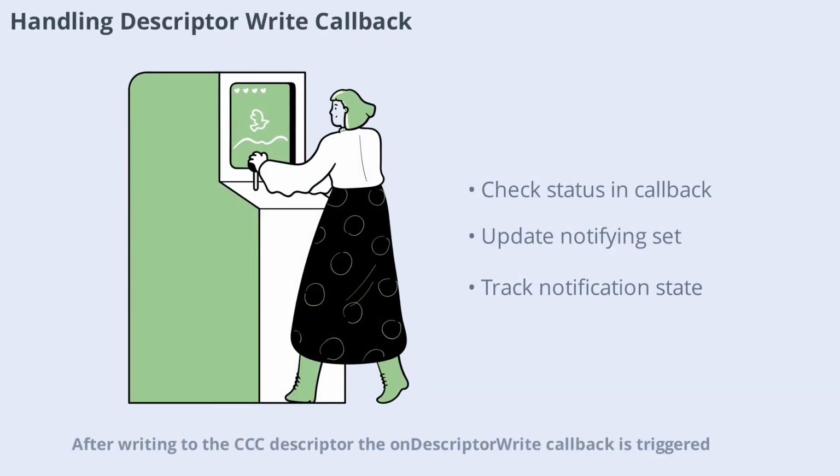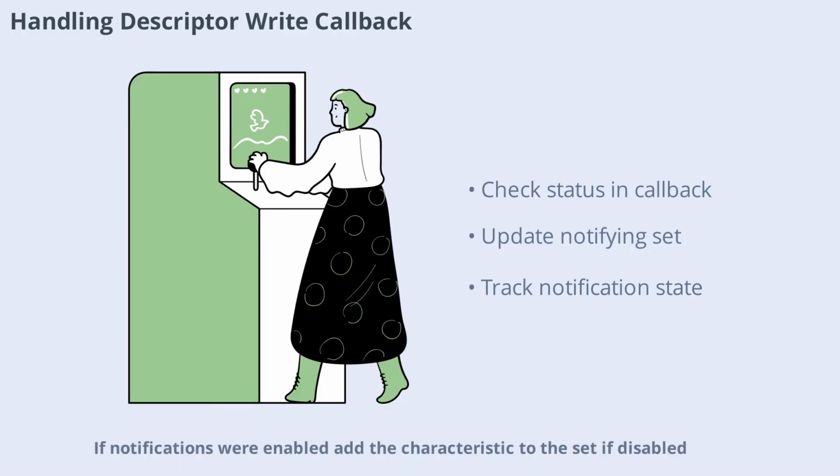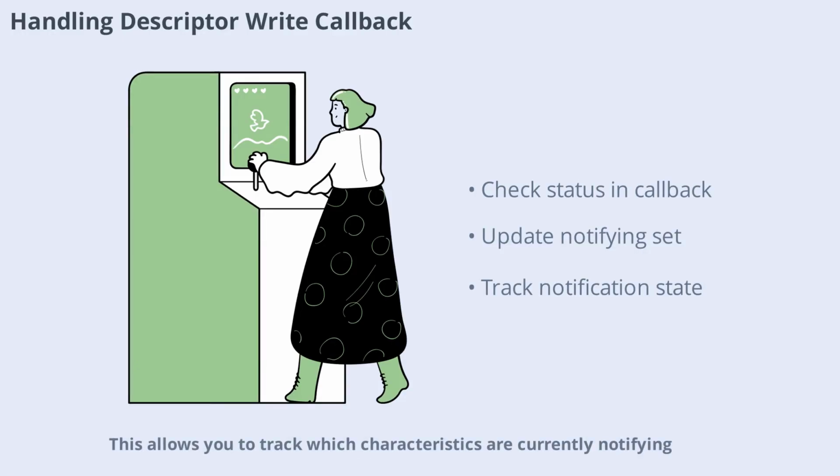After writing to the CCC descriptor, the onDescriptorWrite callback is triggered. Here you check the status and log any errors. If the write was to the CCC descriptor, update the set of notifying characteristics based on the value written. If notifications were enabled, add the characteristic to the set. If disabled, remove it. This allows you to track which characteristics are currently notifying, making it easier to manage and debug your BLE connection.